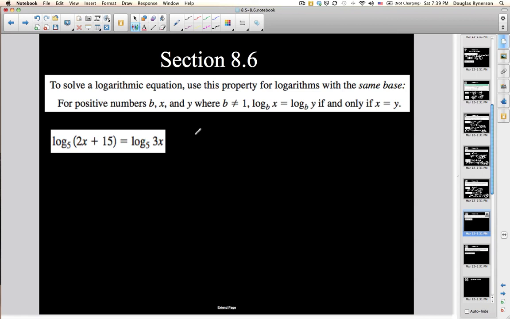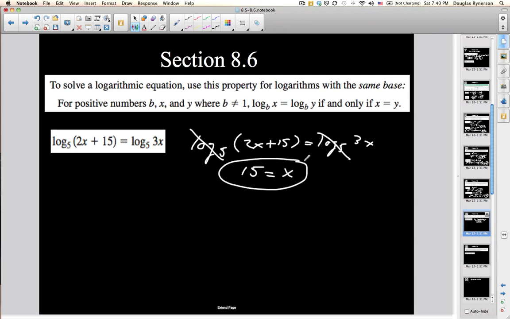So when I have the logarithm of the same base on either side of my equation, I can simply remove that in the same way that I would a coefficient or anything else. So I get rid of my log base 5. I'm going to subtract 2x. I'll get 15 is equal to 3x minus 2x, which is just x. Okay, so that becomes very, very simple.